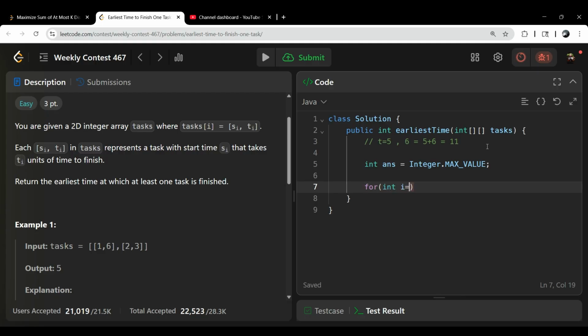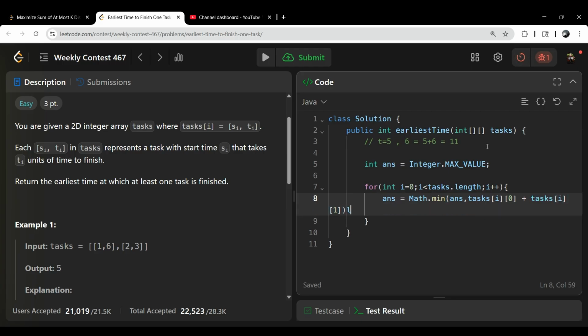For int i equal to 0, i less than tasks.length, i plus plus, answer is equal to Math.min of answer comma the sum of tasks[i][0] plus tasks[i][1]. Yes, now we can return this answer.